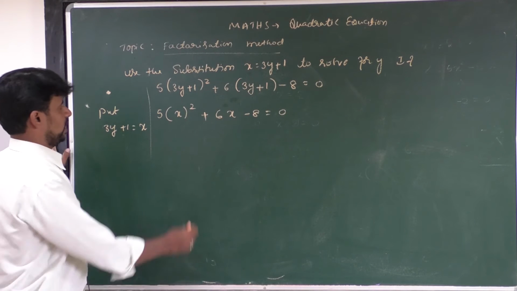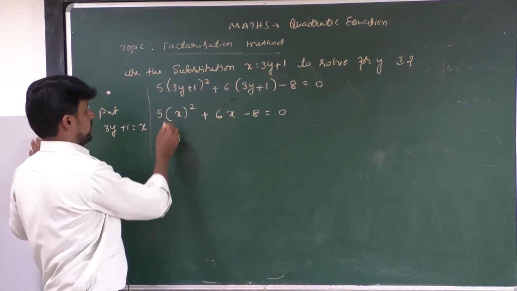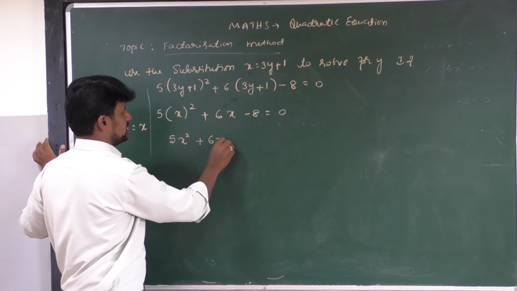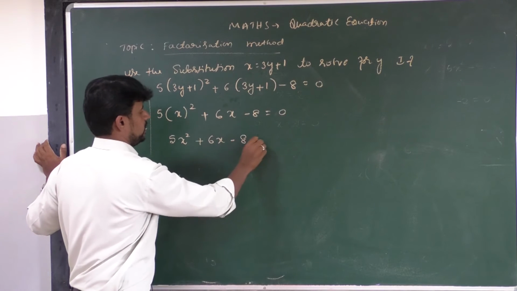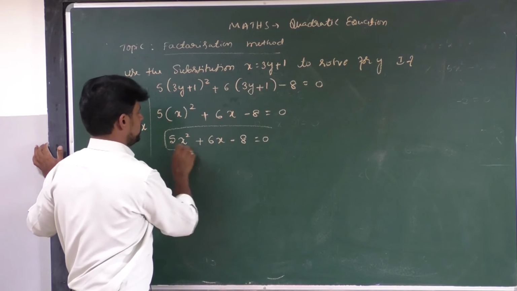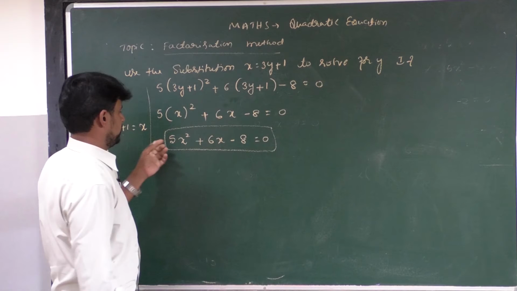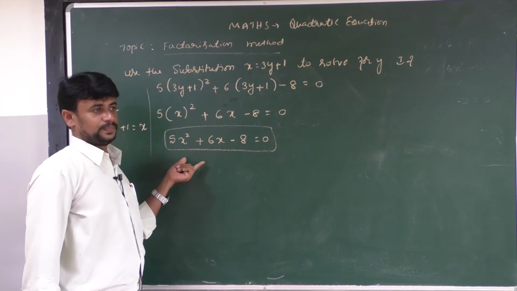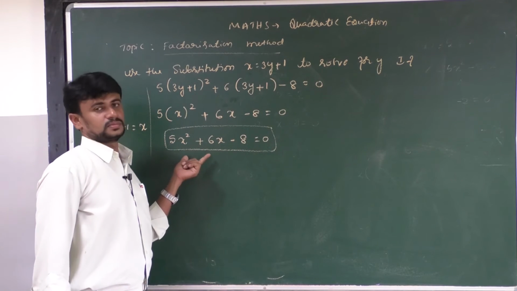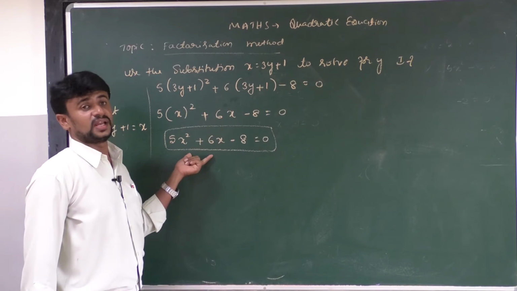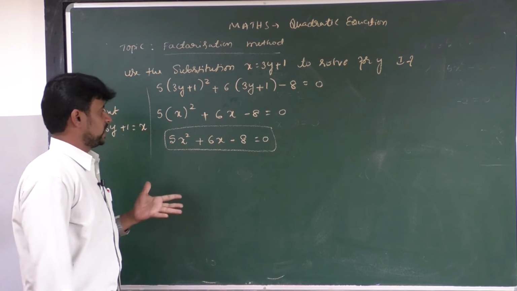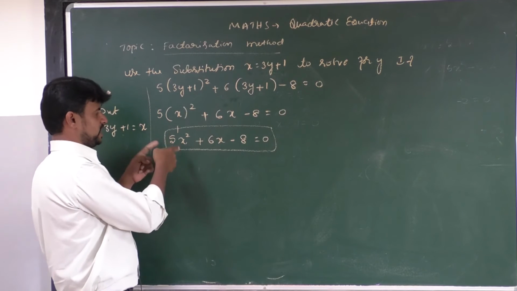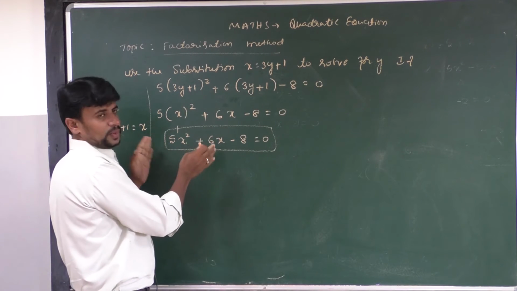Look at the board, all of you. 5 into x square, 5x squared plus 6x minus 8 equal to 0. This is in the form of a quadratic equation. After getting this equation, you can solve this question by using factorization. How can you do the factorization? If there is any common factor, first take it outside. But in this question, we don't have any common factor.